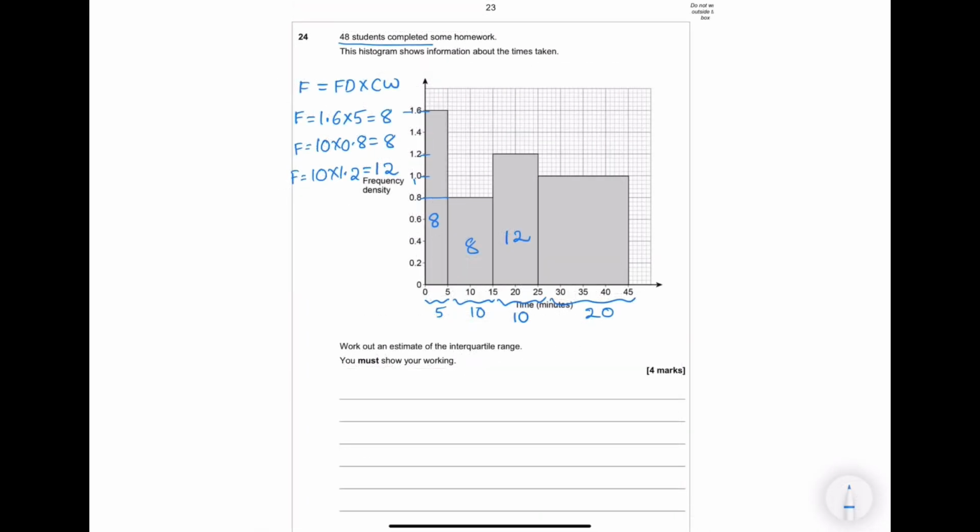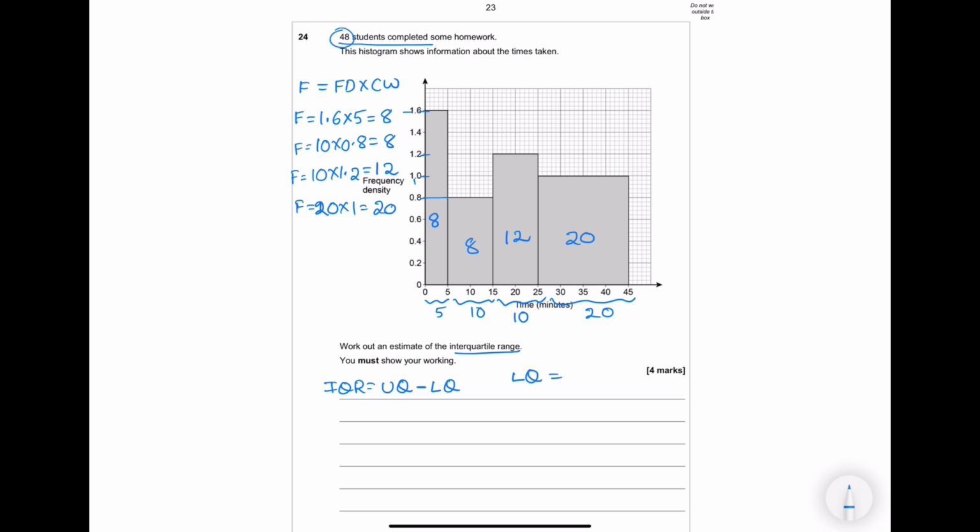This one is the same as the previous question, but in this question we are finding the interquartile range. So let's copy the frequencies from the previous question. Now we need to find the interquartile range, IQR. The formula for IQR is upper quartile minus lower quartile. So let's find the upper quartile and lower quartile.